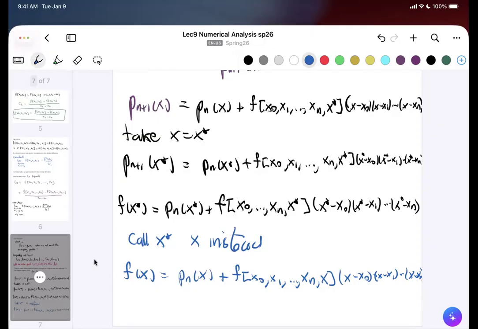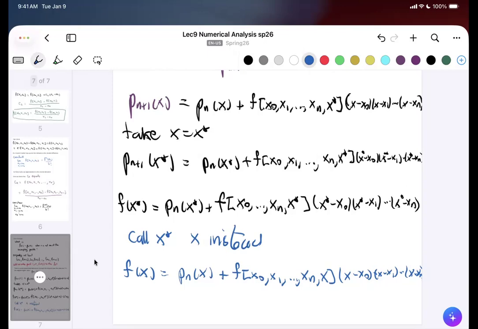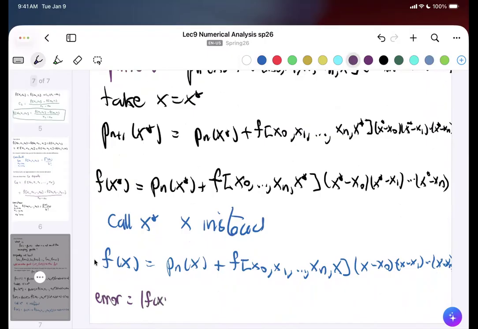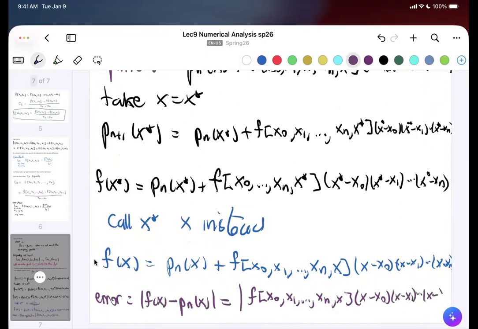And that essentially tells you how different f is from the polynomial, f of x minus Pn of x, so the difference in the error. What is an error? And that's the last thing I'll write for today. The error is the absolute value of f of x minus the polynomial. Basically it is controlled by the absolute value of this divided difference times the product of these factors.